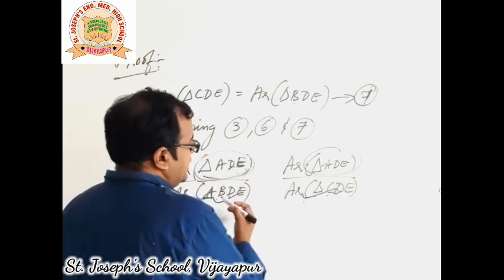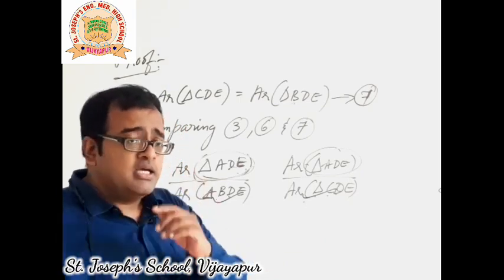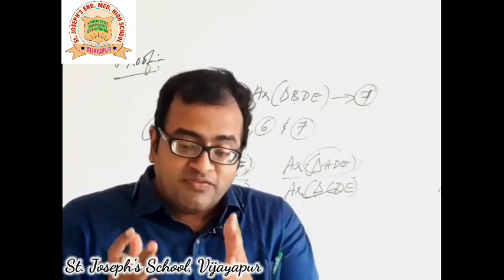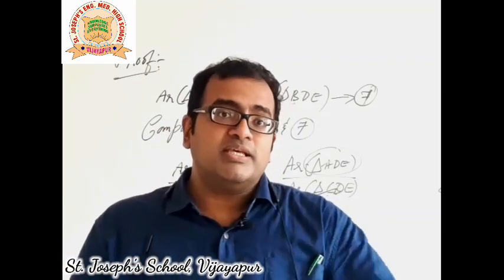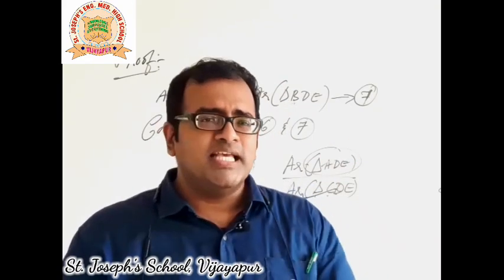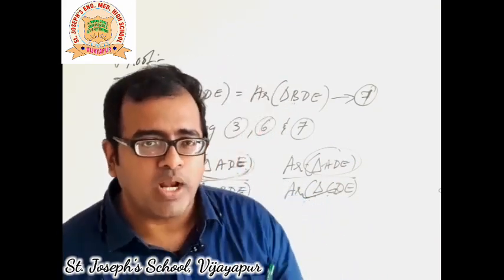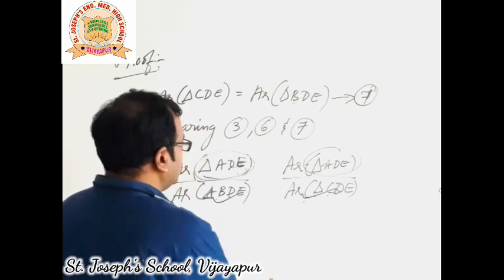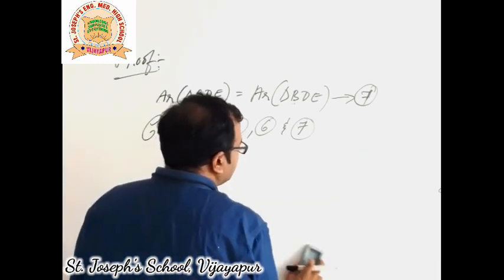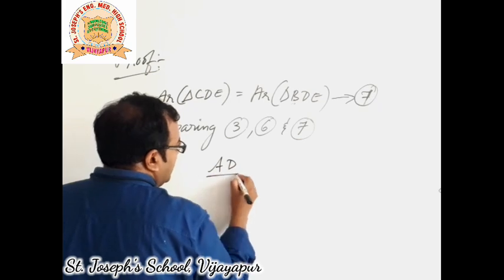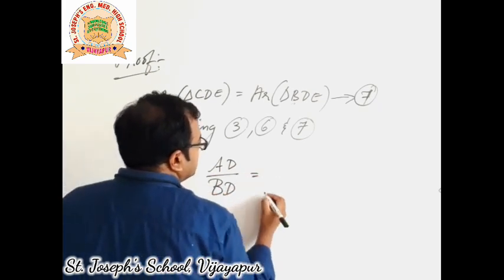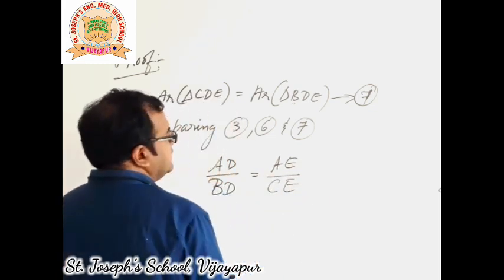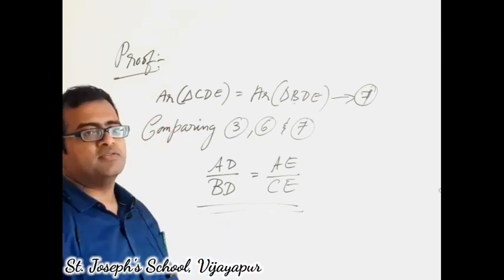If numerators are equal and denominators are equal, then the ratios must be equal. So you can say the left hand sides of equation 3 and equation 6 are the same. If left hand sides are the same, then so must be the right hand sides. From axiom 1, things which are equal to the same things must be equal to one another. So if these two are equal, then their right hand sides are equal. Let us mention the right hand sides. What are the right hand sides? AD by BD is equal to AE by CE. This is what we wanted. Hence the proof.